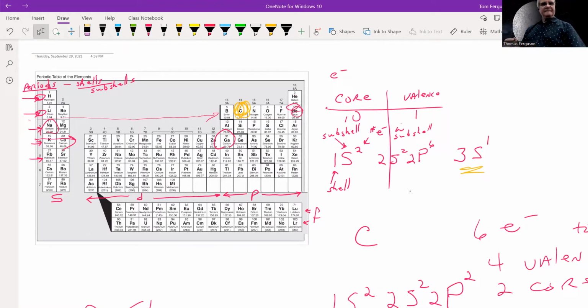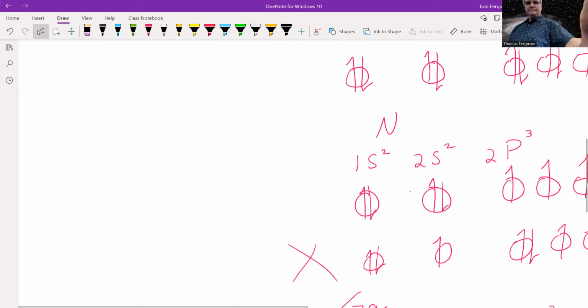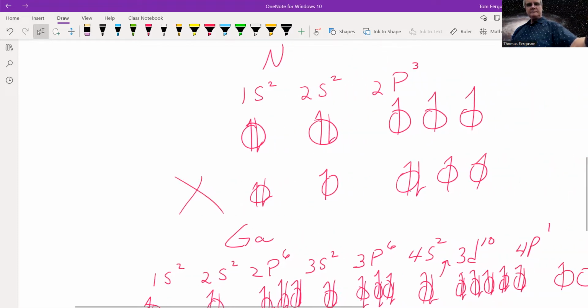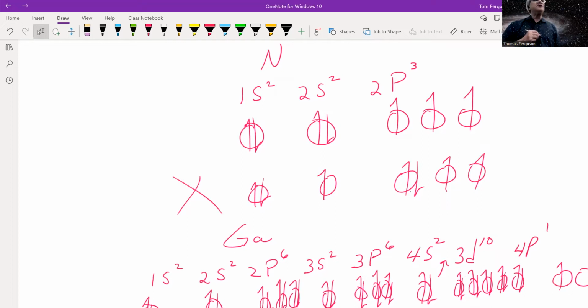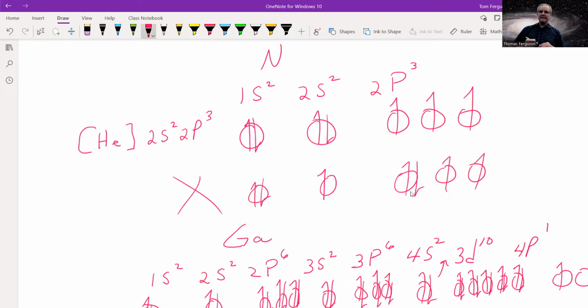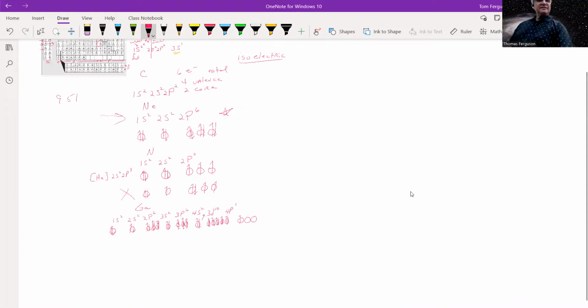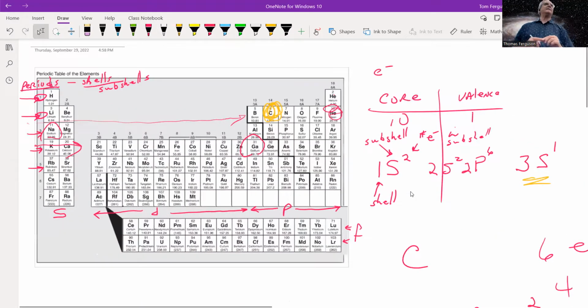So let's go back up here to what we did with nitrogen. What's the nearest noble gas to nitrogen? Helium. So we can represent the 1s2 and just put He there. Helium in square brackets is the same as 1s2. Now, it's not much of a shortcut here. When we look at gallium, what's the nearest noble gas to gallium? Argon. We go up 1 and to the right, argon.